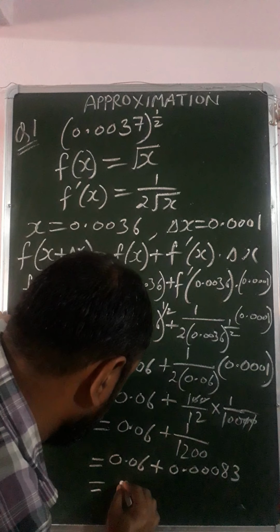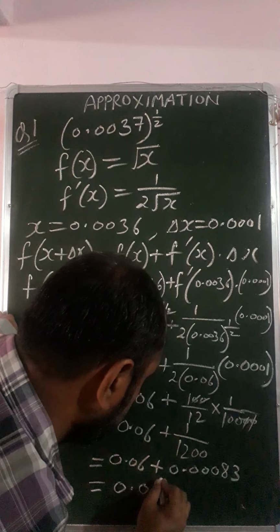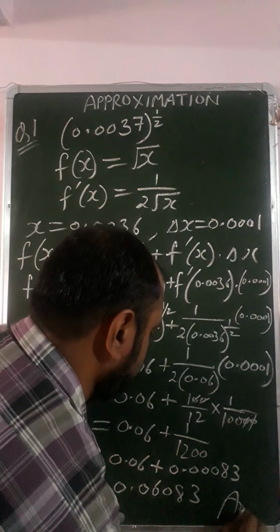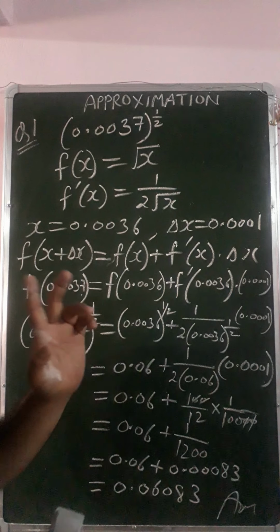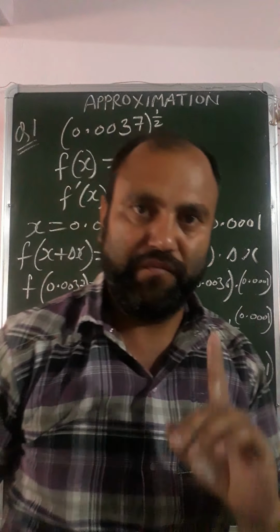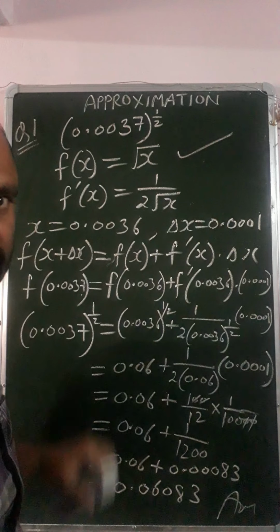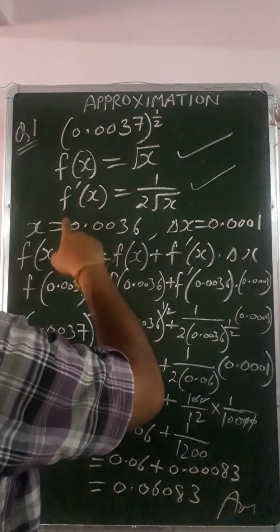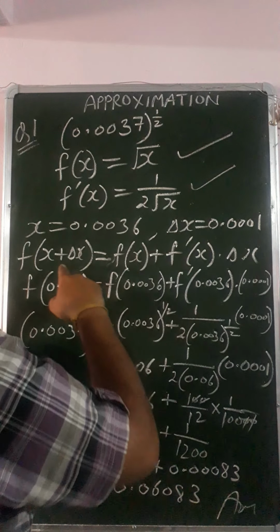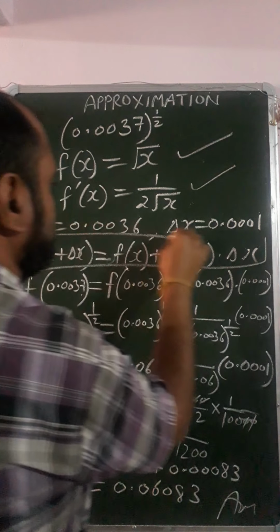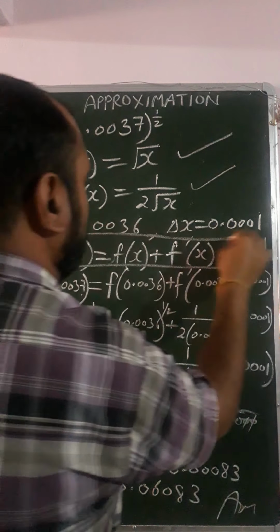So when we add them, its answer is 0.6083. So this is the right answer. Actually, always remember 3 things. Firstly, you have to take this function f(x), find the derivative, and break this number as x and delta x. And always remember this formula, then you can solve this type of questions.